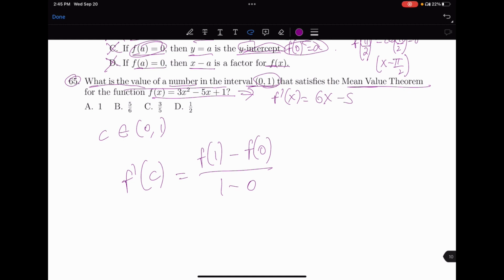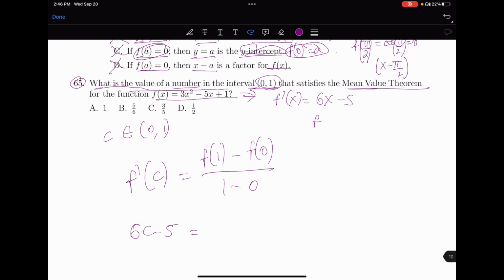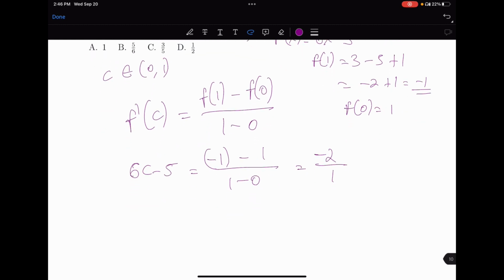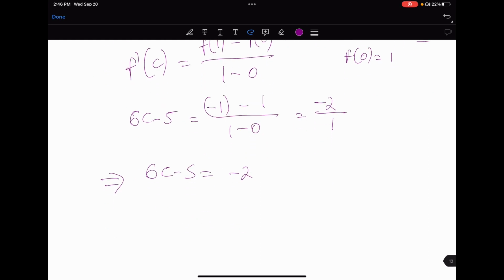Very good. So f derivative of c would be 6c minus 5, equal to f of 1 minus f of 0 over 1 minus 0. What is f of 1? 3 times 1 is 3, minus 5 times 1, so 3 minus 5 is negative 2, plus 1 is negative 1. So f of 1 is negative 1. What is f of 0? It is 1. So negative 1 minus 1 gives minus 2 over 1. This implies that 6c minus 5 equals negative 2.